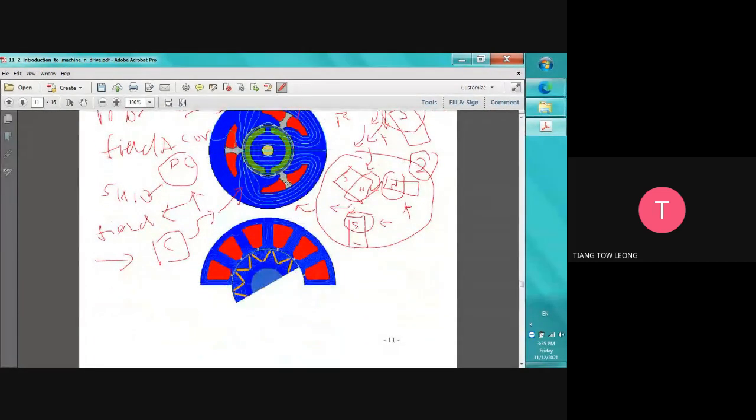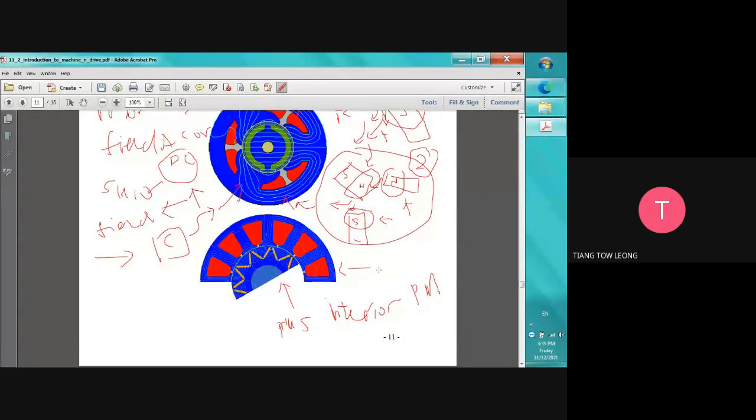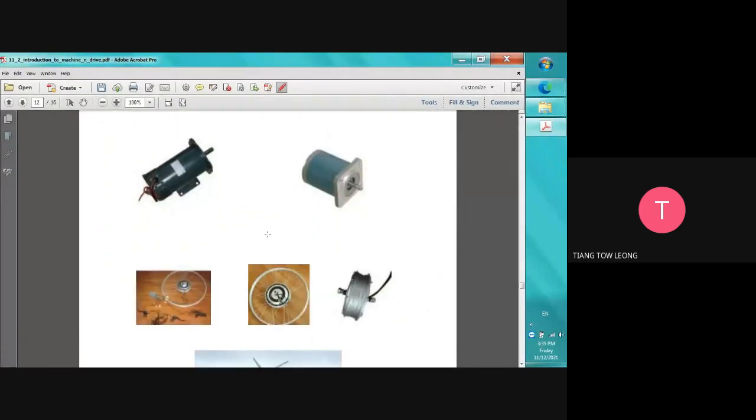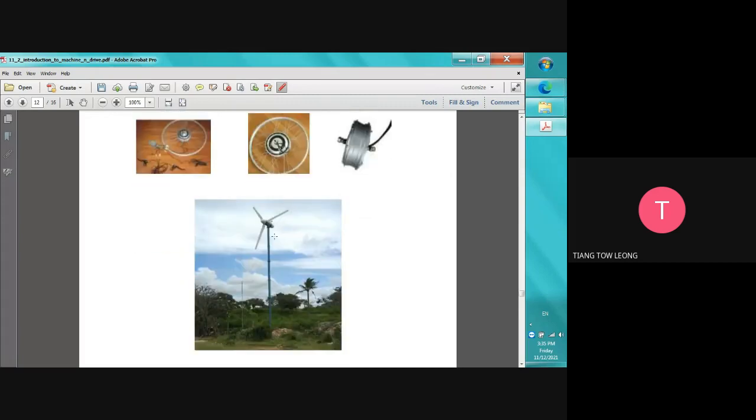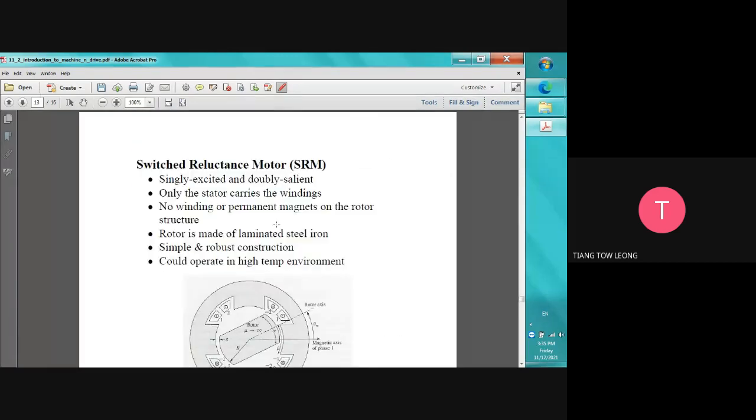Okay, so this is one type of PM motor. This is another type of PM motor. This type of PM motor we usually use in Prius. We call it an interior permanent magnet motor. Okay, then some of the application.